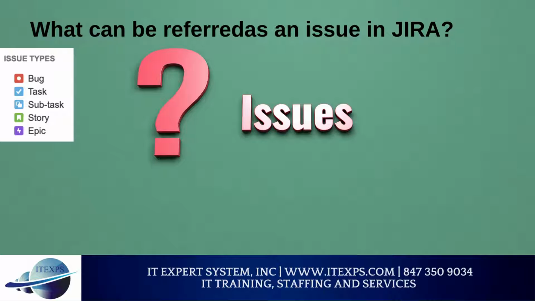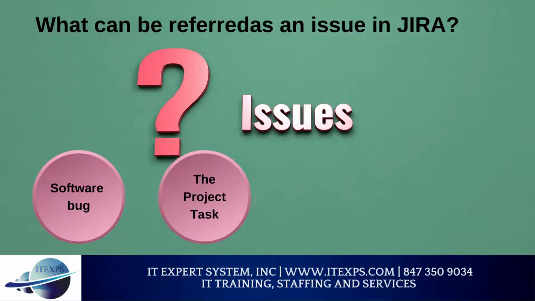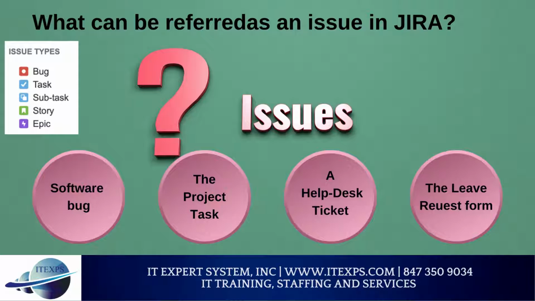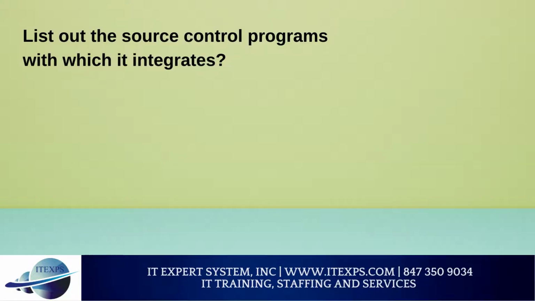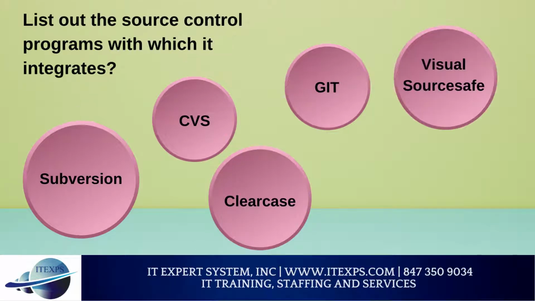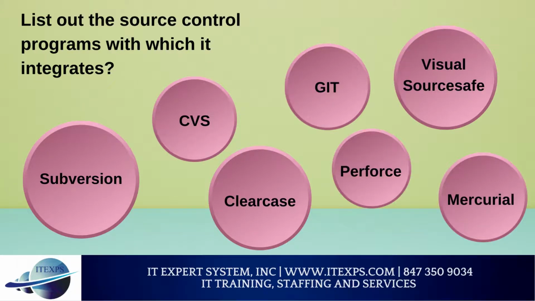What can be referred as an issue in JIRA? In JIRA, an issue can be anything like a software bug, the project task, a help desk ticket, the leave request form. List out the source control programs with which it integrates. It integrates with source control programs such as CVS, Git, Subversion, ClearCase, Visual Source Safe, Mercurial, and Perforce.